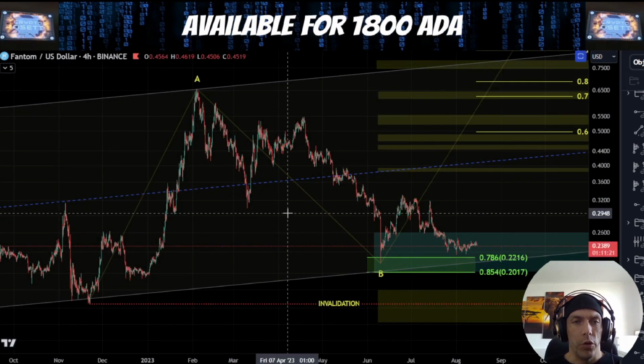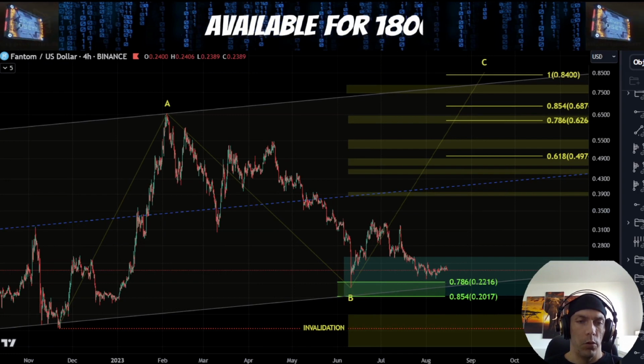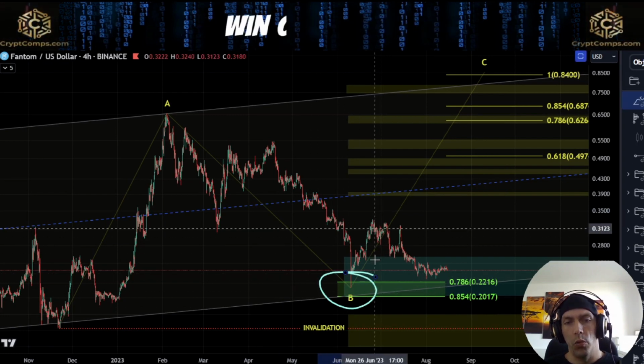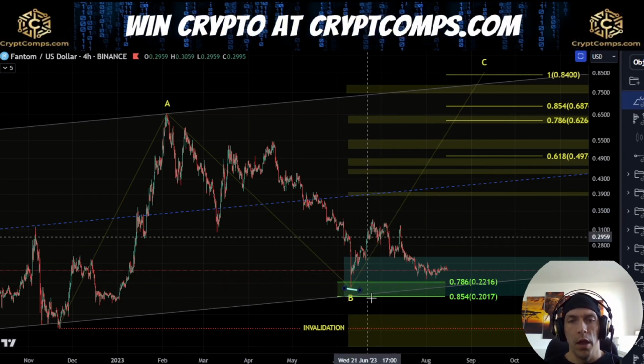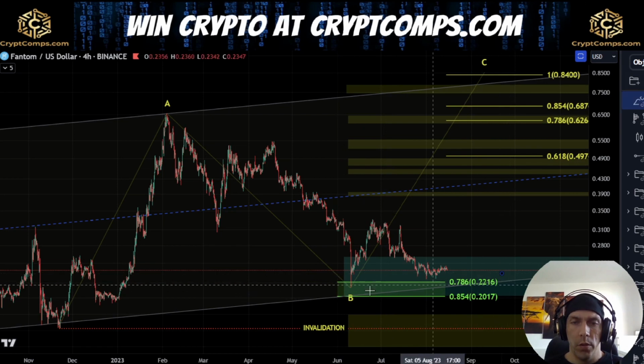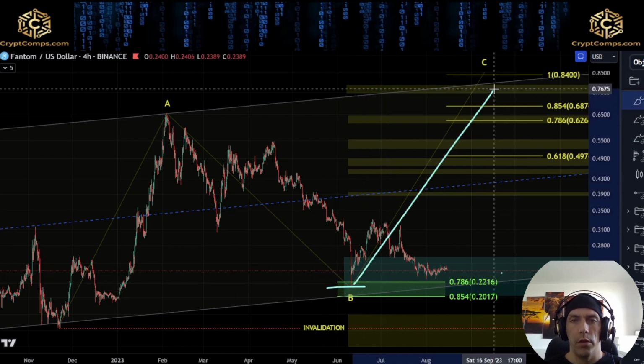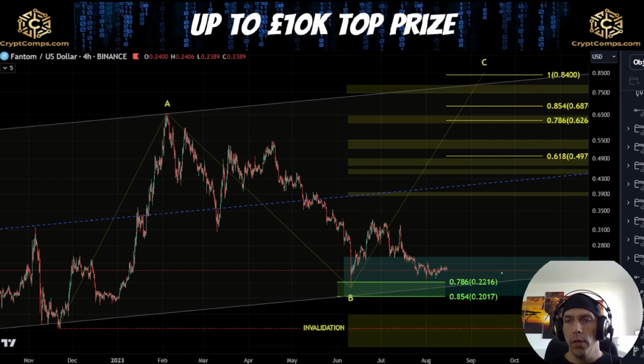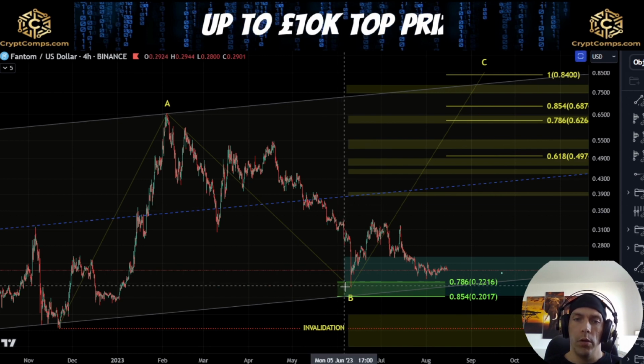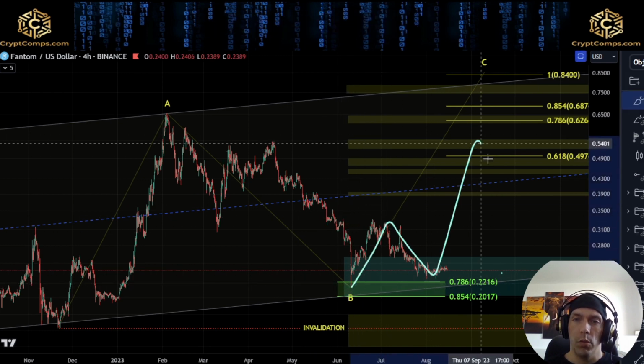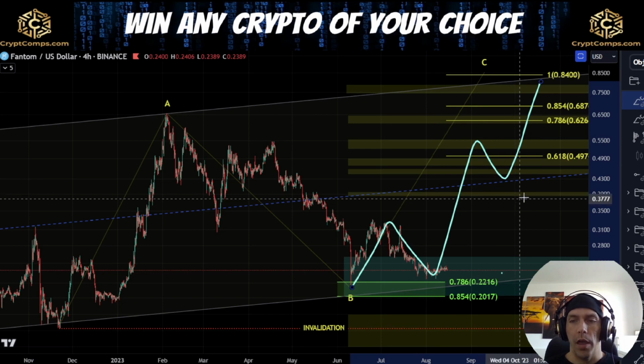Within the previous video, we talked about the potential that we could look to find this B wave support already taking place over here. If this is the case, we would expect to keep this low, and we'd be looking for that idea of a break to the upside. Within this idea, if we're looking at this as a C wave, what we want to see is 1, 2, 3, 4, and 5 to the upside.